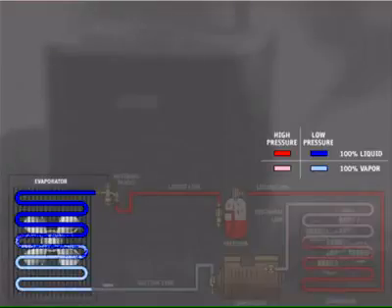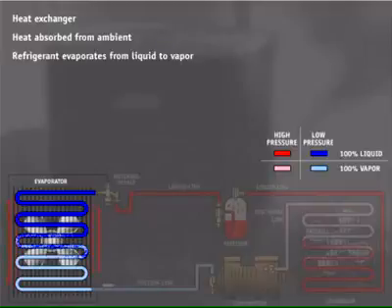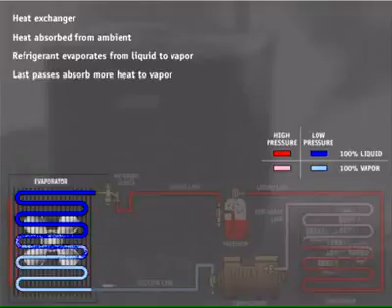The evaporator, like the condenser, acts as a heat exchanger. The pressure drop through the metering device causes vaporization of some of the refrigerant and produces a lower temperature in the evaporator. Heat from the ambient air around the evaporator coils is absorbed by the lower temperature liquid refrigerant. As heat is absorbed, the liquid heats up to its evaporation point, then changes state from a liquid to a vapor. This is much like adding heat to a pot of water until it boils, changing state from water to water vapor. The last passes of the evaporator coil allow for more heat to be absorbed by the refrigerant, ensuring that it is 100% vapor and that no liquid remains.